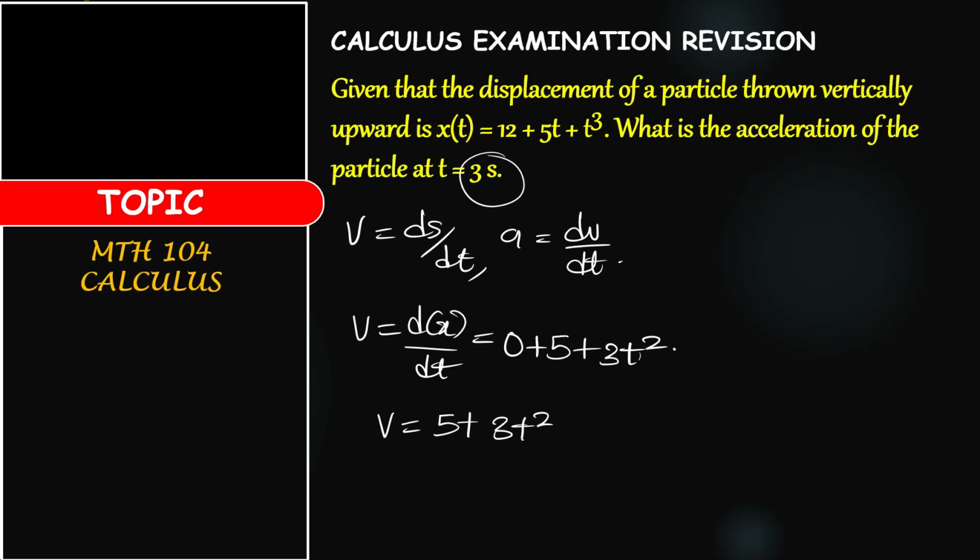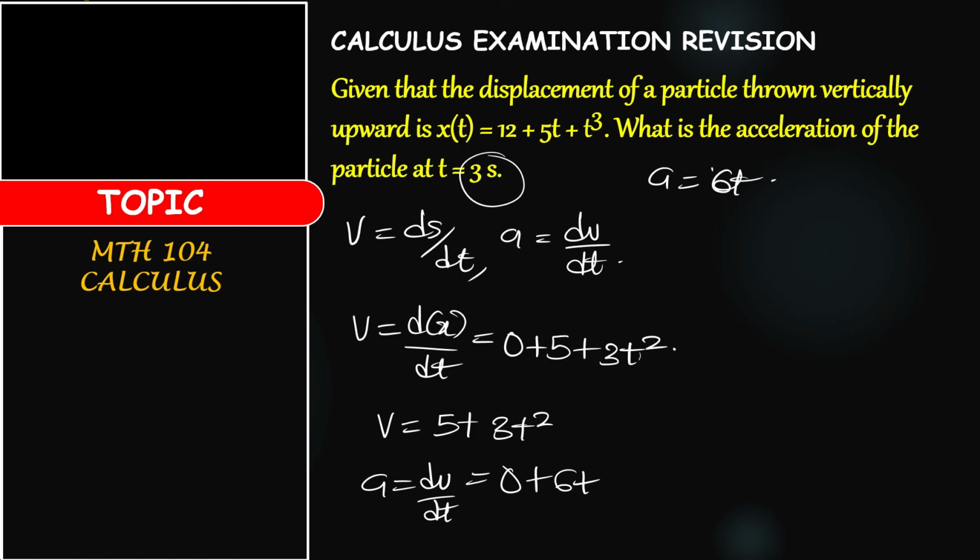3t squared. The next case is acceleration. Acceleration is dv over dt. Now this will give us 5 plus 3t squared will give us 0, plus if you differentiate 3t squared, that will give us what? 6t. Alright, that will give us 6t. So our acceleration is 6t.